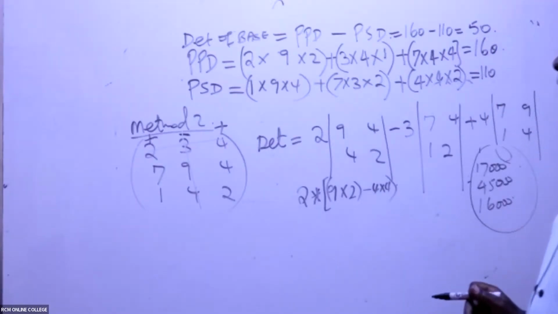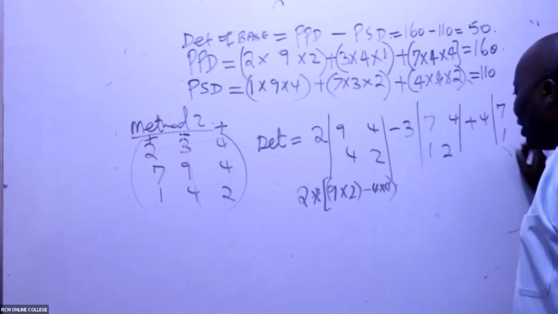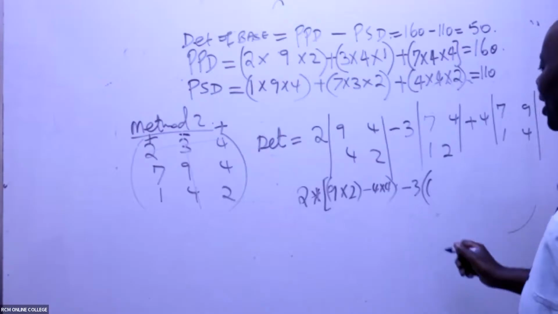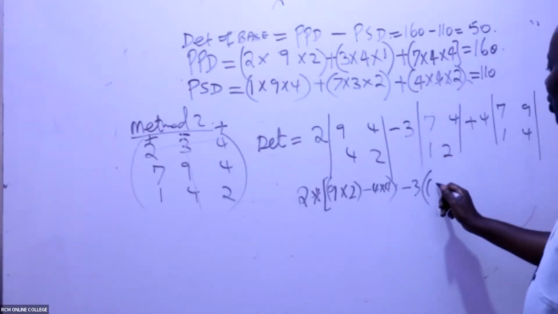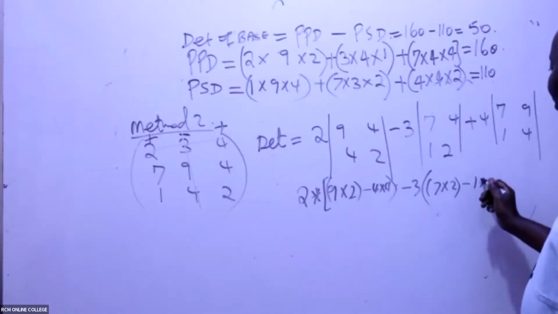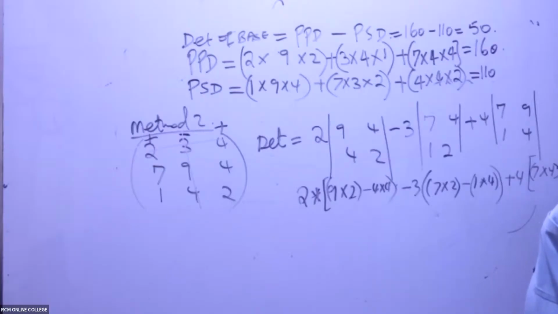Like that. And then you continue, ladies and gentlemen, good students. So the next one here will be minus 3 into, we have here 7 times 2, minus 1 times 4. Great. Plus 4 into 7 times 4, minus 1 times 9.